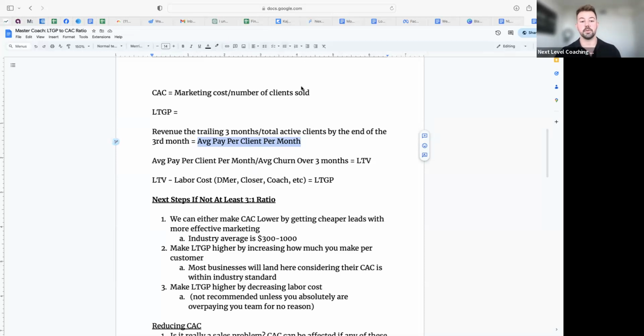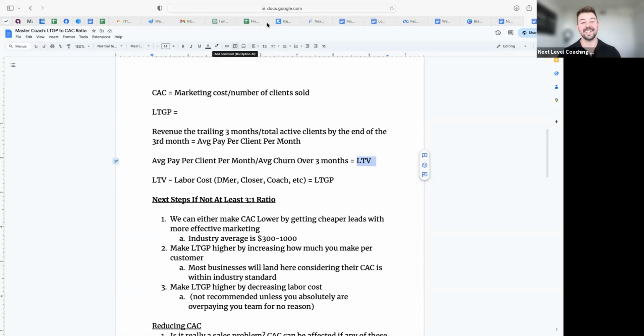Now that number is important because we need it in the second part of the equation. The second part of the equation is you take that figure, the average pay per client per month, and you divide that by the average churn over the equal 3 months. So whatever your churn was for, in this example, quarter three, that's the number that you would plug in. The average pay per client per month divided by the trailing 3 months average churn is going to get you what's called lifetime value. Lifetime value is how much you're making per client on average over the course of their term in your program.